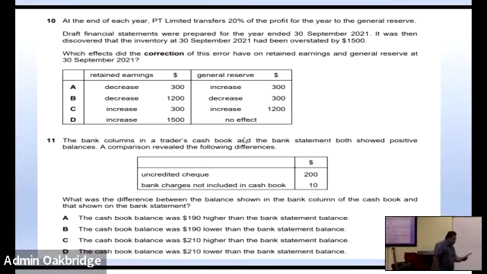Anyway, so number 11. A trader's cash book bank column and the bank statement both showed positive balances. Comparison revealed the following differences. Okay, what was the difference between the balance shown in the bank column of the cash book and that shown on the bank statement? How do you answer this? Anyone?